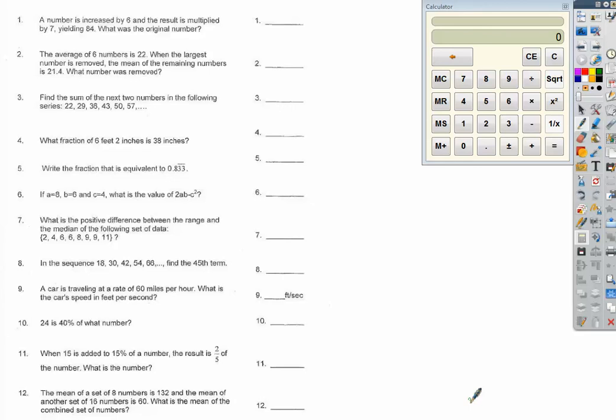So this is Mathletics Competition 1, 2012 to 2013. Written round number 1.